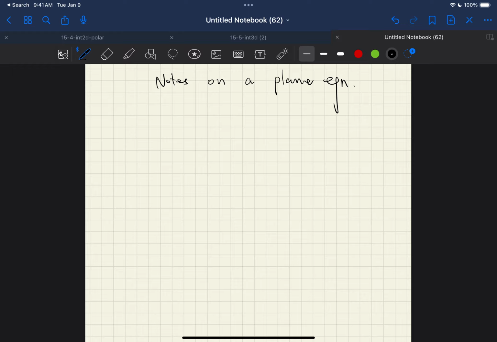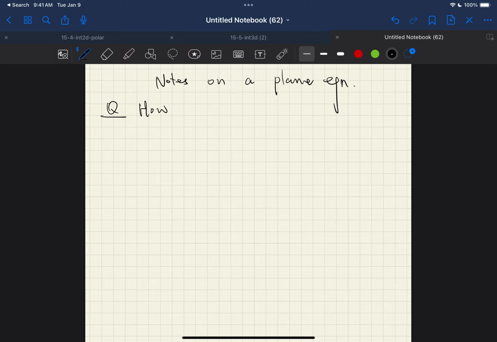This discussion is to prepare for triple integrals, where we often face a plane equation going through 3 points. So it's a preparation for the following questions.